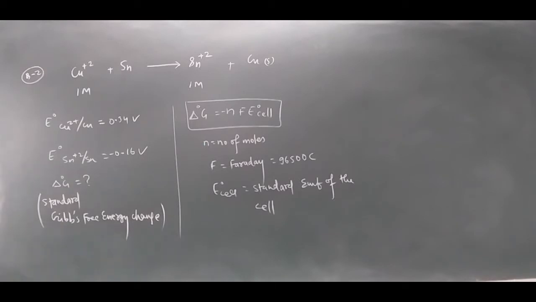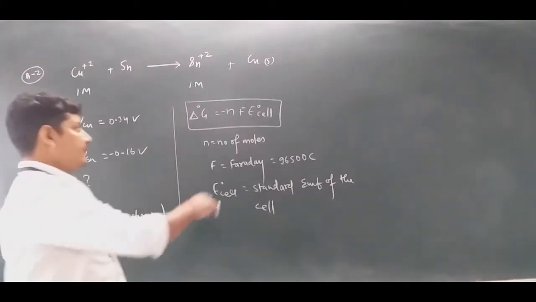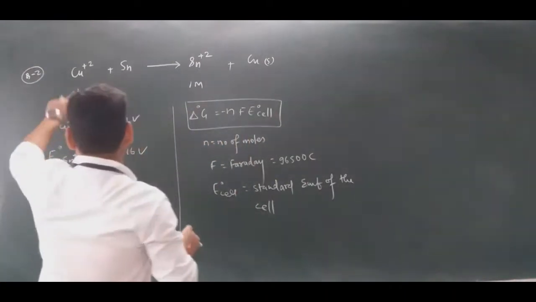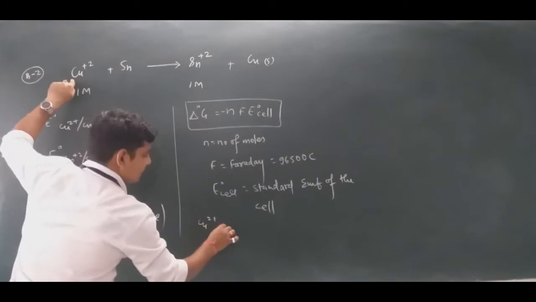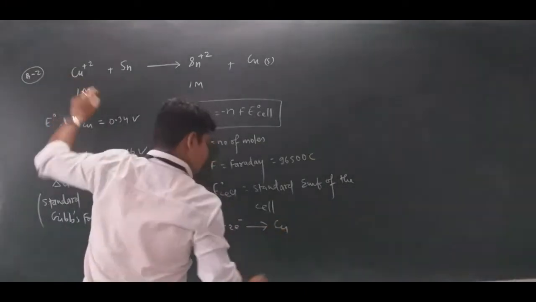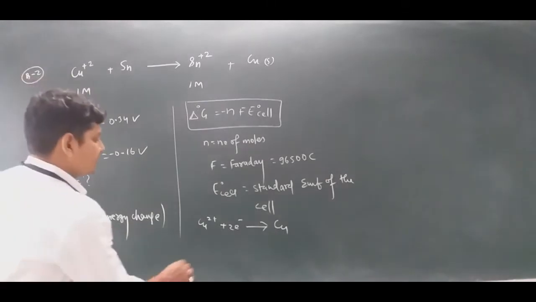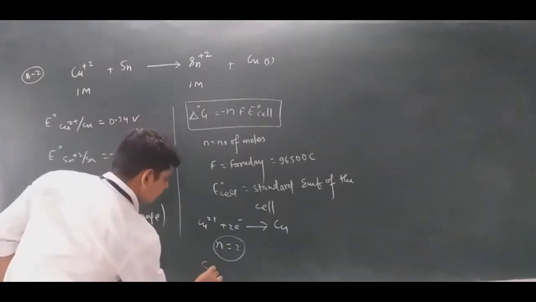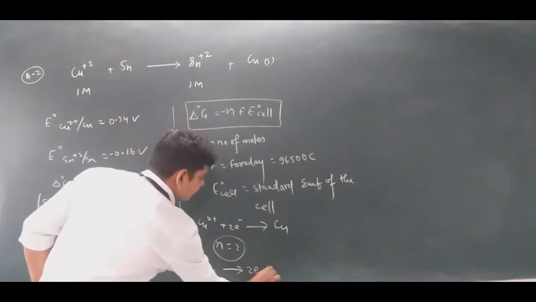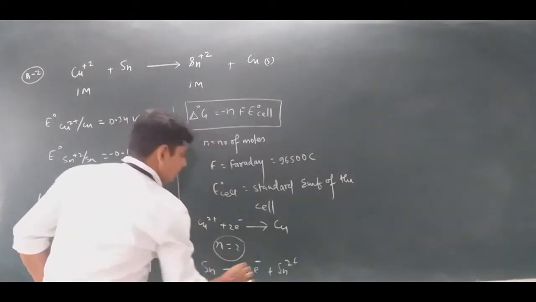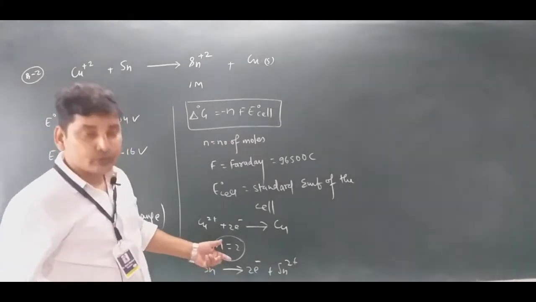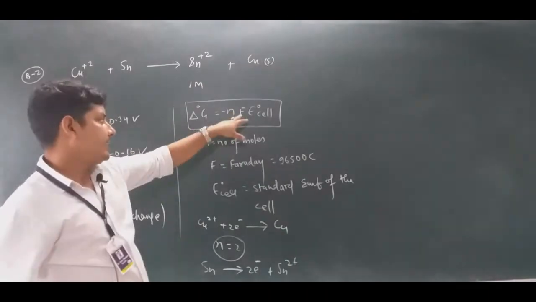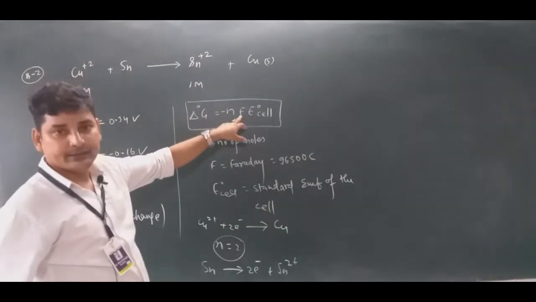So how do we calculate it? Firstly, n here, see how many n? 2 moles. Actually what is happening here is that Cu2+ will take 2 electrons to give Cu. So what is the number of moles of electrons? 2. Similarly, Sn will give 2 electrons and become Sn2+. So overall the moles of electrons exchanged in the chemical reaction here is 2, and F is 96500 coulomb.